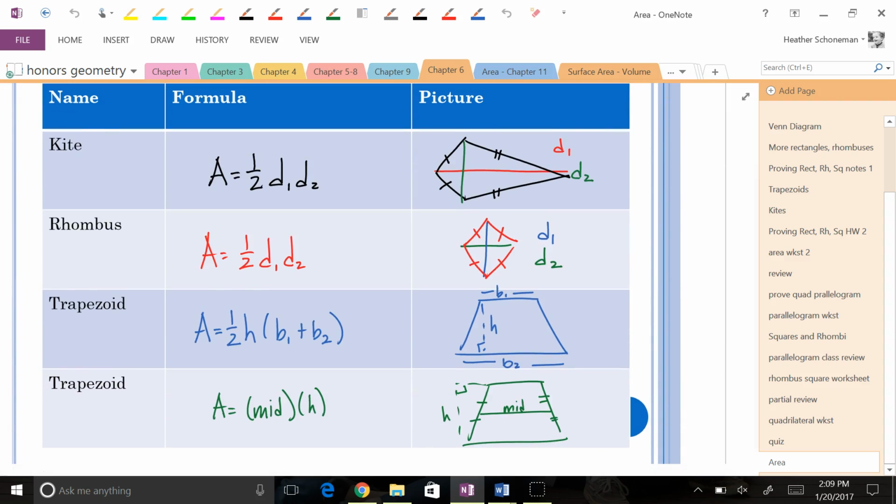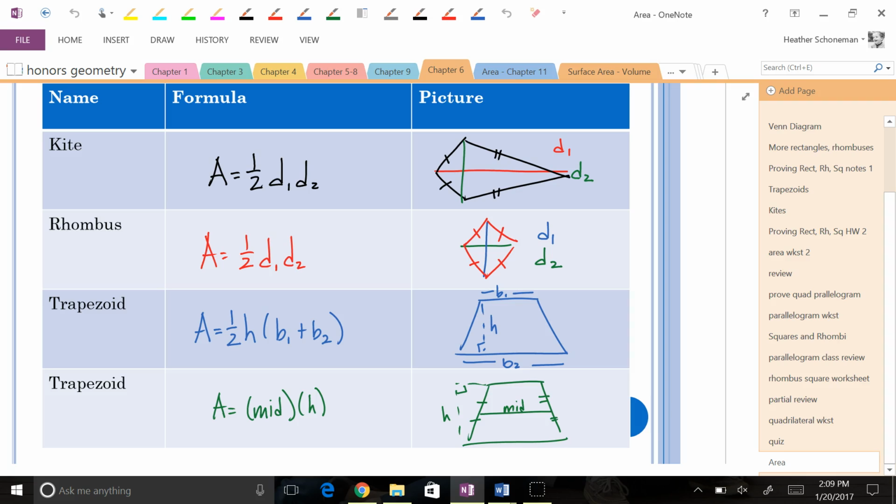These 4 formulas are new to you this semester. A kite is area equals 1/2 diagonal 1 times diagonal 2. And I color-coded them so you understand that diagonal 1 is the entire diagonal from vertex to vertex, and diagonal 2 is the other diagonal from vertex to vertex, so it's the whole length. It doesn't matter which one is diagonal 1 or diagonal 2.